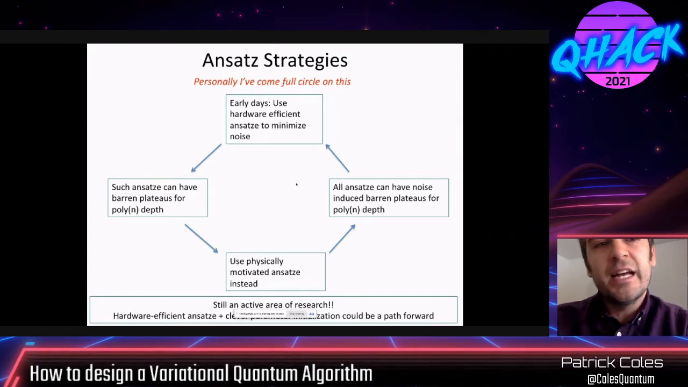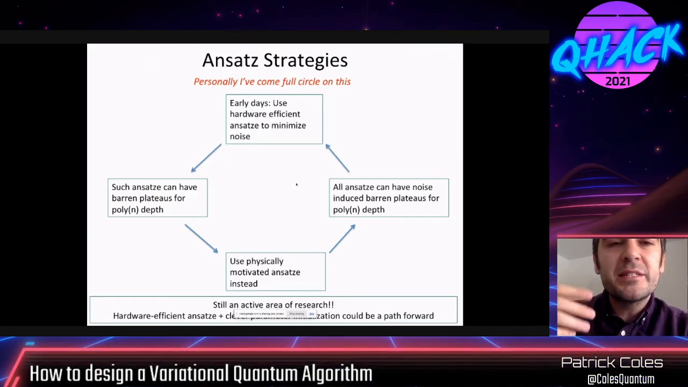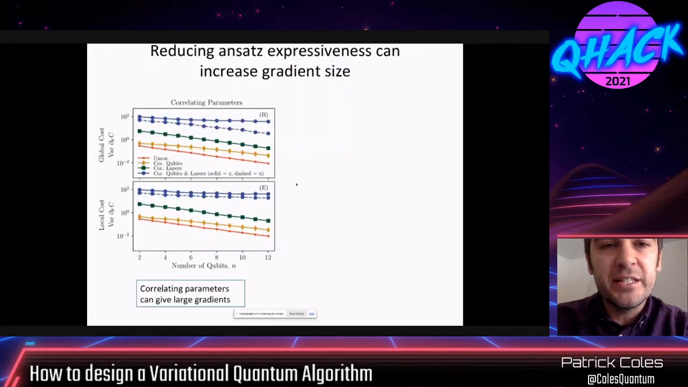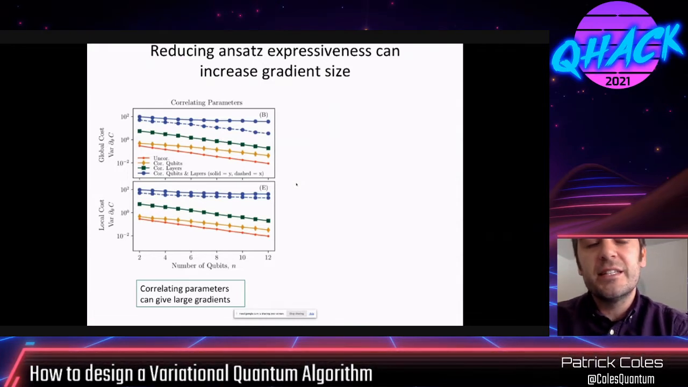plateaus. Like I said, I'm not going to go into barren plateaus in detail because there's a talk later this week on that topic. But I will mention some other generic strategies that you can use to increase your gradient size.